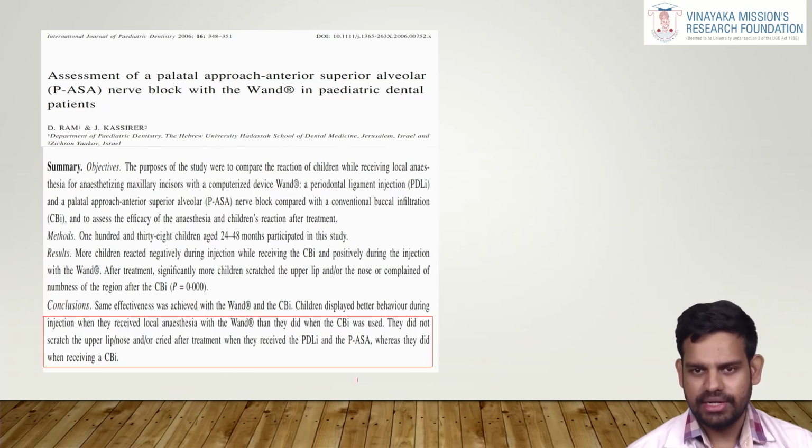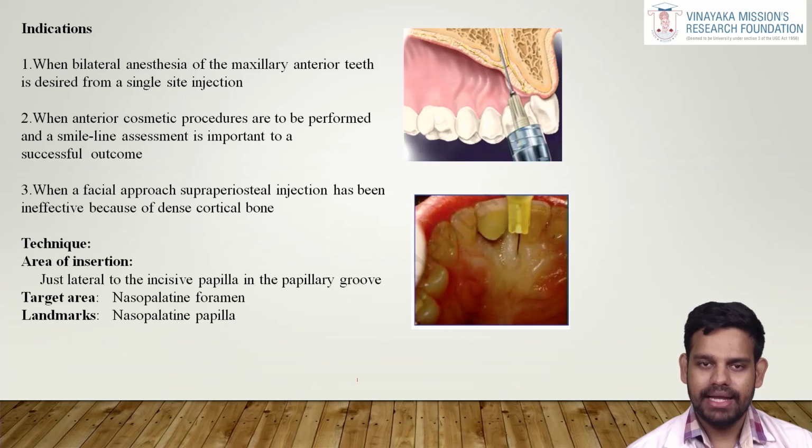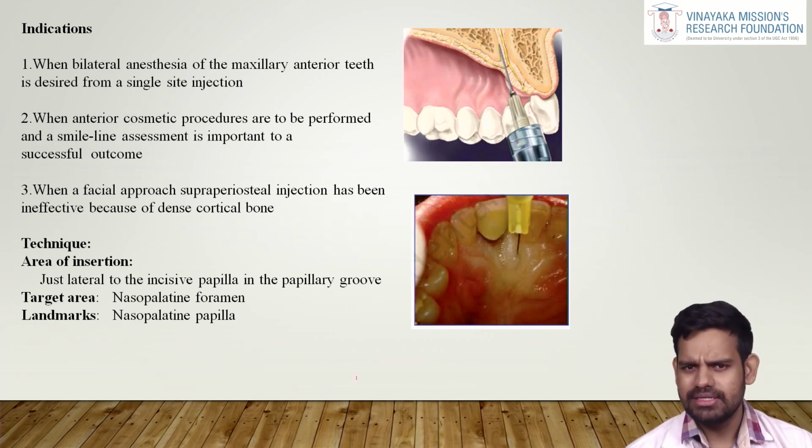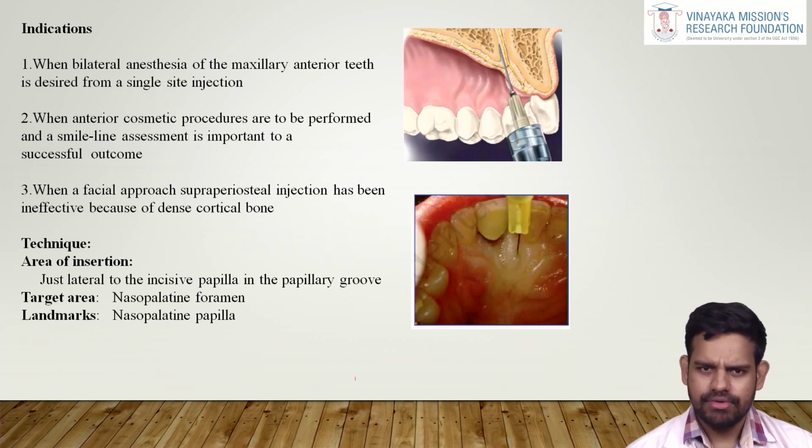So the indications are when bilateral anesthesia of the maxillary anterior teeth is desired from a single site injection. When anterior cosmetic procedures are to be performed and a smile line assessment is important to a successful outcome, we will carry out this nerve block technique. Also when a facial approach, supraperiosteal injection has been ineffective because of the dense cortical bone. Anterior maxilla has dense cortical bone, so the infiltration technique often fails. So we will go on with this nerve block technique to achieve the utmost anesthesia of that area.